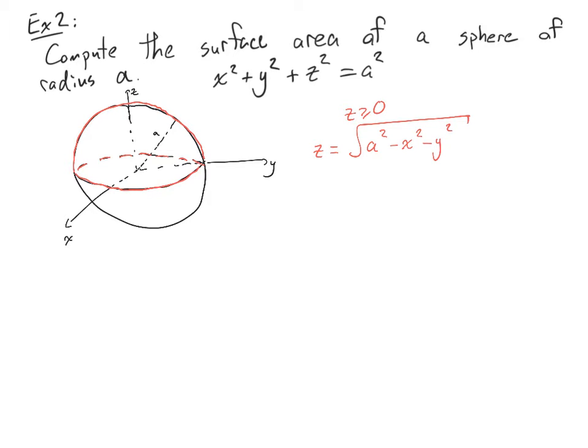So my answer should be 2 times the surface area integral over something we'll figure out in the xy plane of the square root of 1 plus, and now I need to compute fx squared plus fy squared, and then I've got my choice of dx or dy to use first, or some other dA.